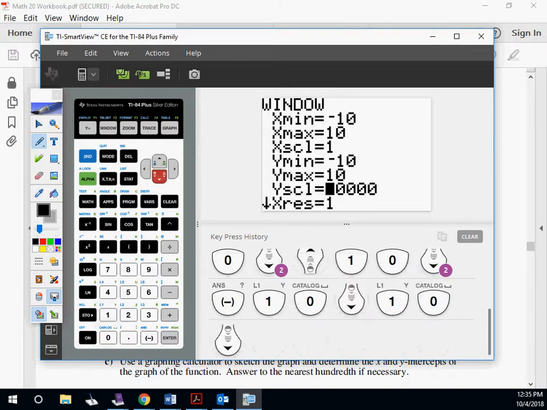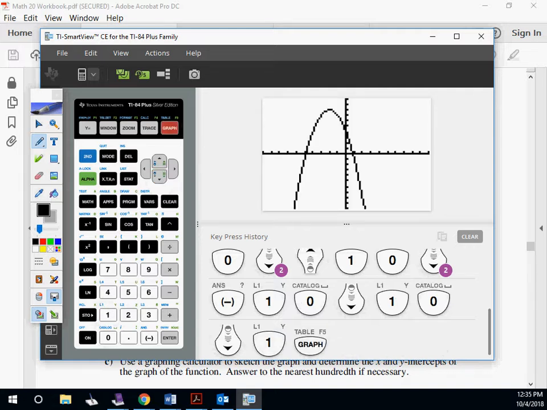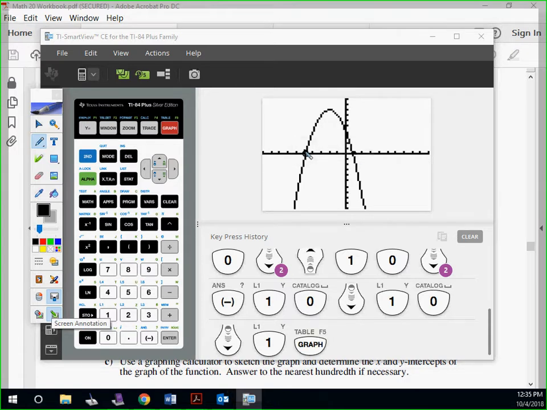All right, yes, we're finding all intercepts. So there we go. We can see them all. Okay, this is what we're looking for. We're looking for here, here, and there.